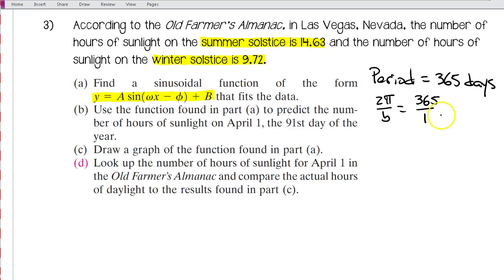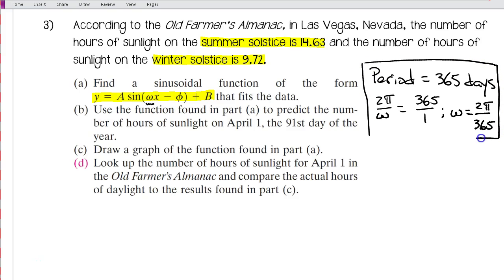I can put that over 1. And in this case, actually, I'm going to replace this because this is my b value here, my omega. So I'm going to put in my omega. And then if I solve that for omega, I get that omega is equal to 2 pi over 365. Okay, so first important piece of information when we're trying to find the sinusoidal function, again, we've got to find a, we've got omega, we're going to have to find phi, and we're going to have to find b.